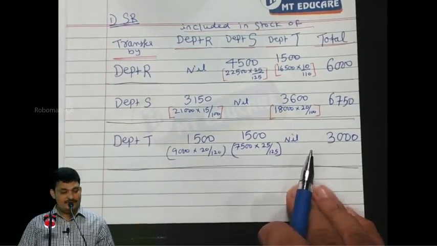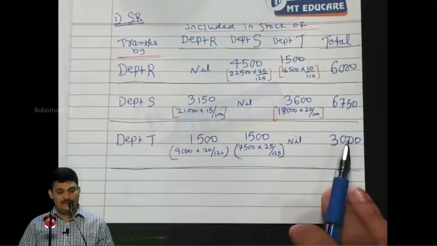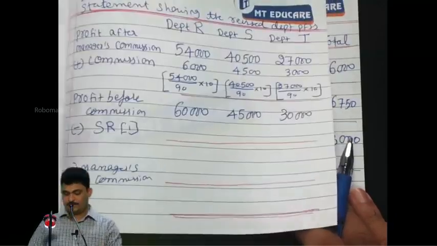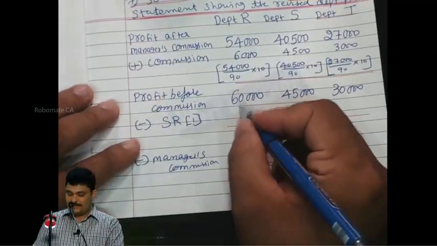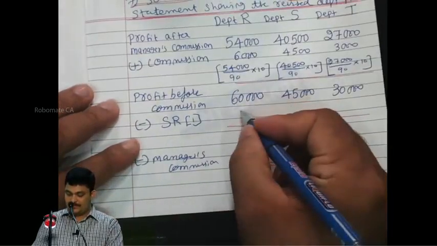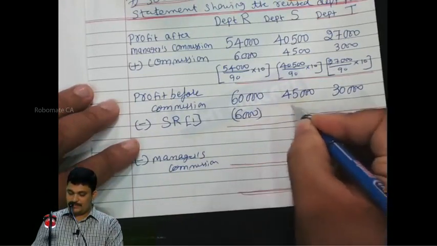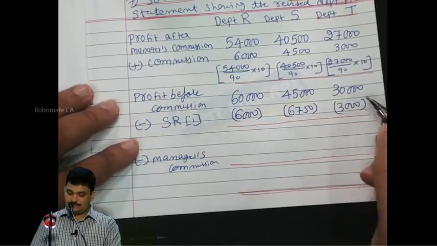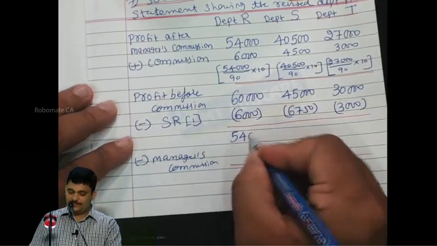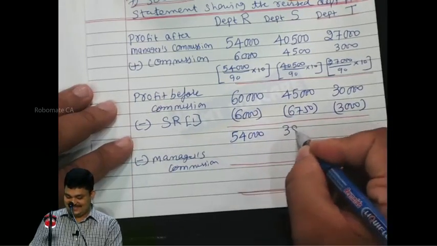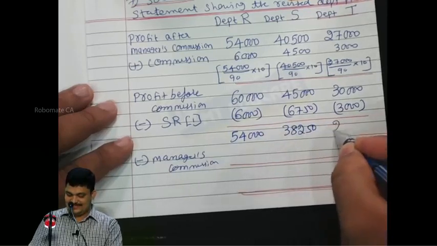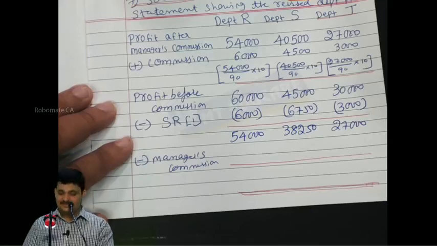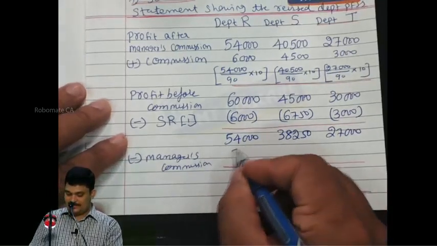Now this stock reserve of R, S, T will be eliminated in their profit. It is 6,000, 6,000, 6,000, 3,000, 54,000, 38,000, manager's commission 10%.